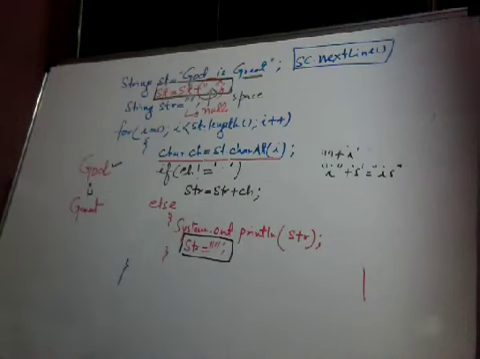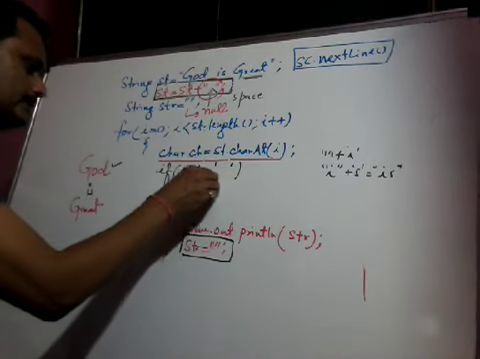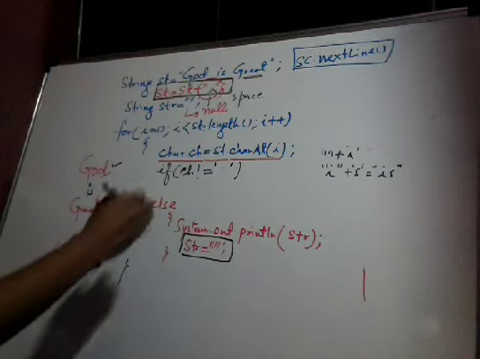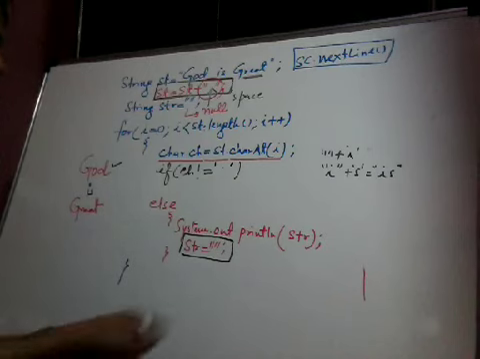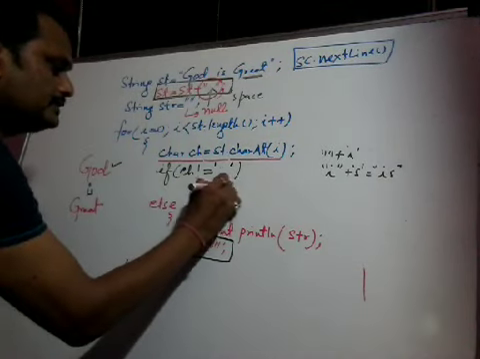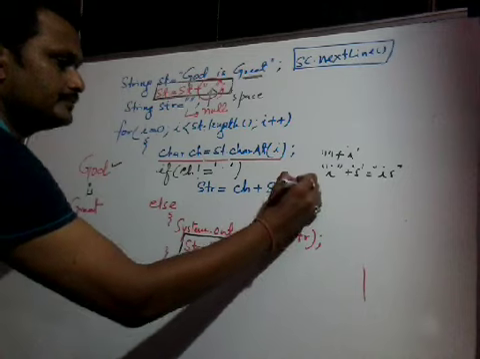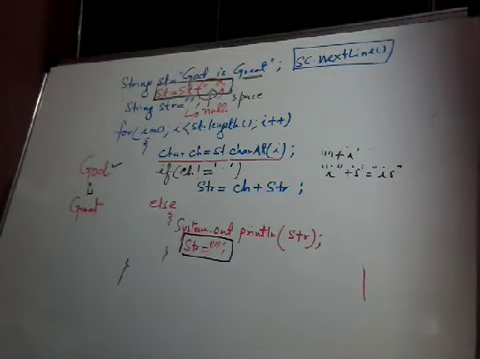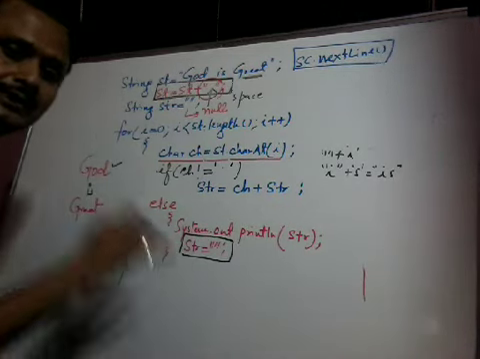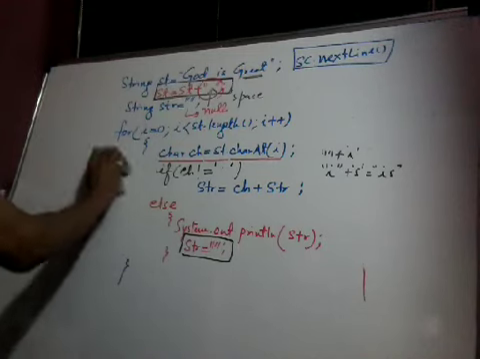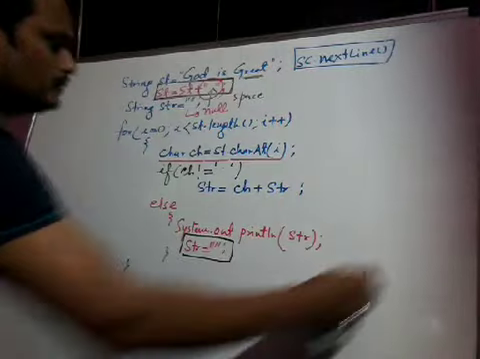In this program, we'll do some modification. Suppose here we will write, if ch is not equal to space, we will put str is equal to ch plus str. Rest thing will be same. Now see carefully what is going on. You just dry run this program.